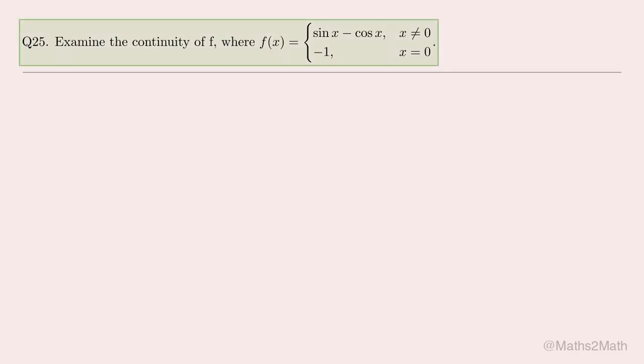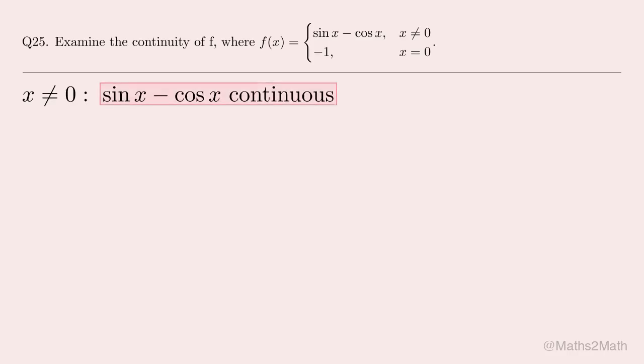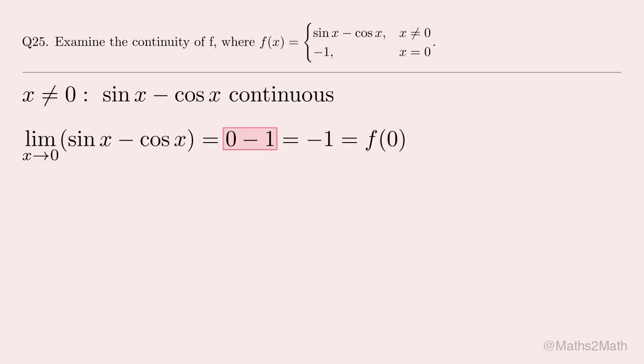Question 25. Sine minus cosine away from 0, with the value at 0 pinned to -1. The question is whether that pinned value matches the limit. Away from 0, f is a difference of continuous functions, hence continuous. At 0, the limit is sine 0 minus cosine 0, which is 0 minus 1, exactly the assigned value. So f is continuous everywhere.